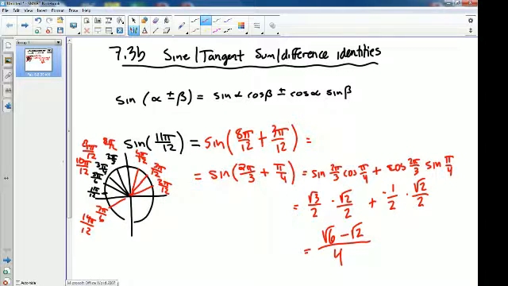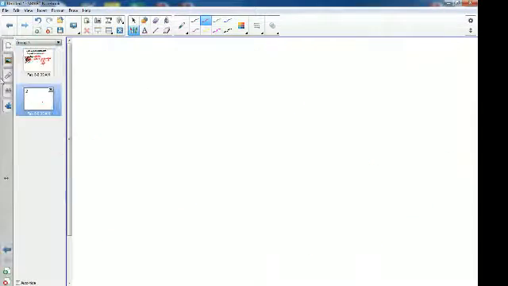Dude, I like this so much more. Okay, let's talk about tangent, because that's the one that's going to... You're just going to love tangent. I don't think I'm going to.